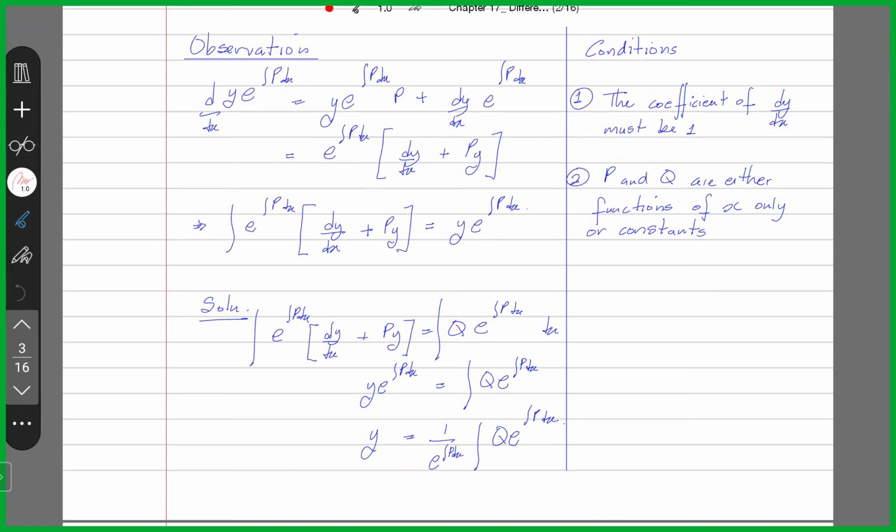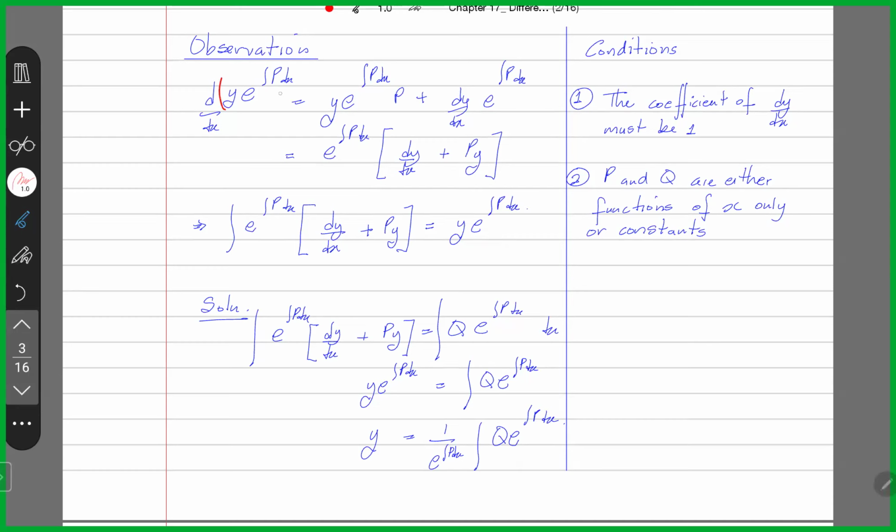All right, I have a look at heading that says observation. What they observed is that somebody had to come up with this solution, and this is what, in trying to work out this solution, whosoever came up with the solution made this observation, that if you differentiate y e to the integral of p dx, what you get is, so let's differentiate.